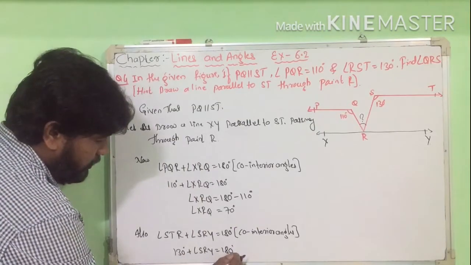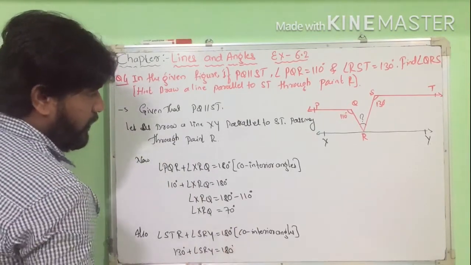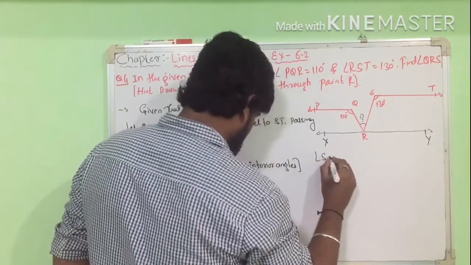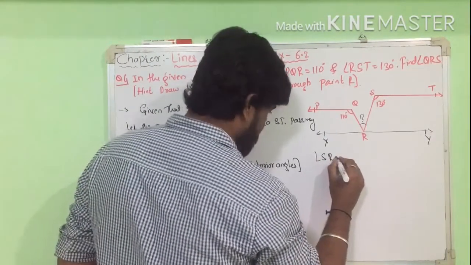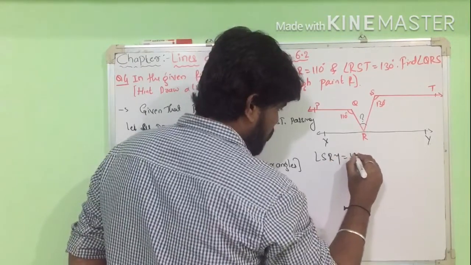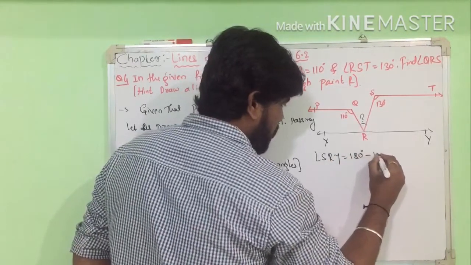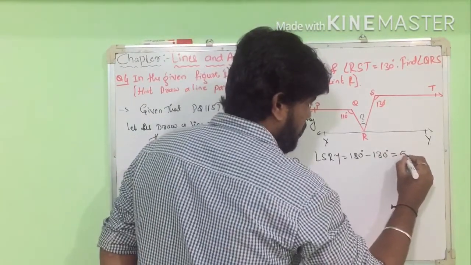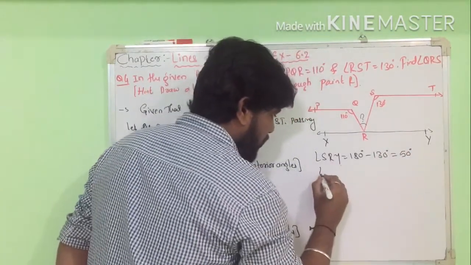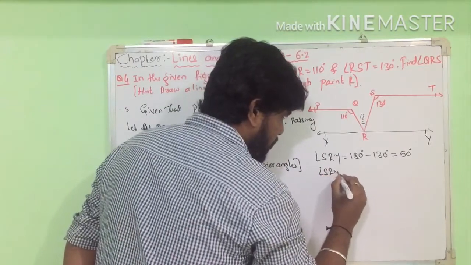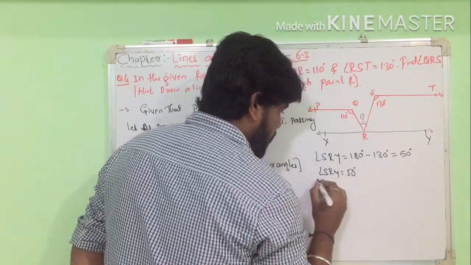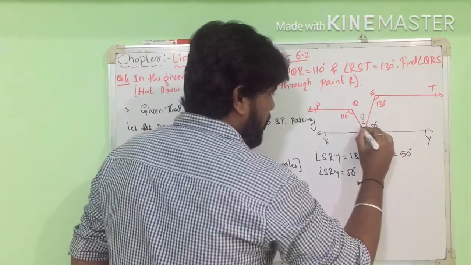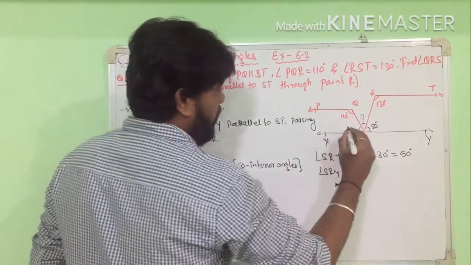So 130 comes to the RHS side, it becomes a minus, right? The angle SRY is equal to 180 minus 130. So here we got 50. So angle SRY is equal to 50 degrees, right? So this angle is 50 degrees and this angle is 70 degrees.